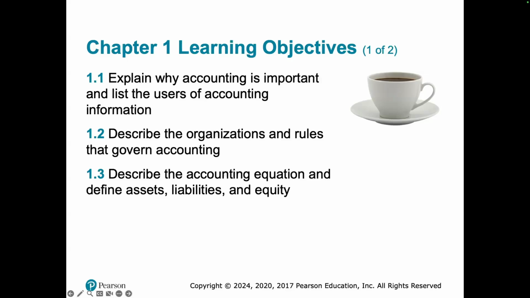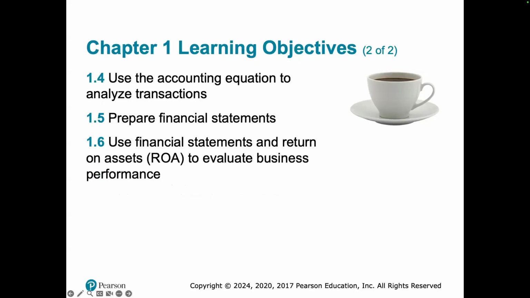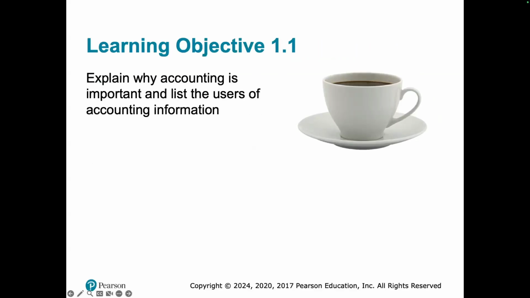That's when we get into nuts and bolts and start actually doing some equations. We're going to describe the accounting equation, define assets, liabilities, and equity. We're going to use the accounting equation to analyze transactions, showing you how to enter transactions and prepare financial statements. We're going to use financial statements and return on assets, or ROA, to evaluate business performance. This is what we're going to look at in 1.3 through 1.6 in the second lecture, and I will also cover those again when we get to that section.